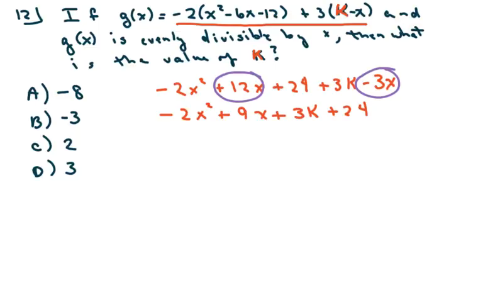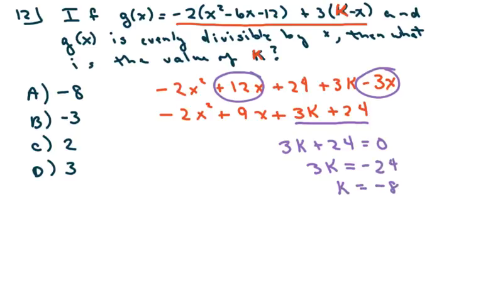To ensure that there's no constant term, we set 3k plus 24 equal to 0. So we take this piece here and set it to 0. We get 3k equals negative 24, so k is negative 8. That ensures there's no constant term, so it's evenly divisible. So our answer is A.